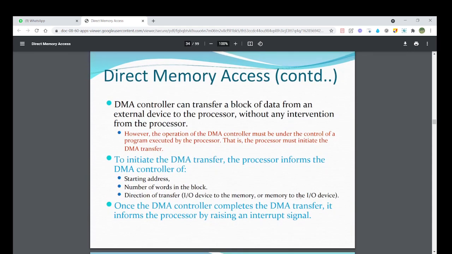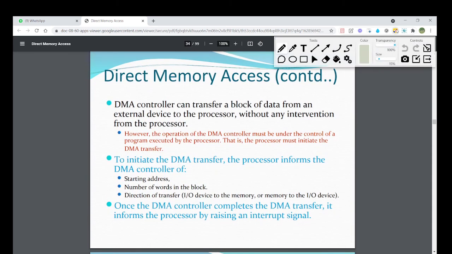Next, the DMA controller can transfer a block of data from an external device to the processor without any intervention from the processor. That is nothing but the definition of DMA. However, the operation of the DMA controller must be under the control of the program executed by the processor. That is, the processor must initiate the DMA transfer. So in order to transmit data with the help of the DMA controller, it has to start from the processor and end at the processor.